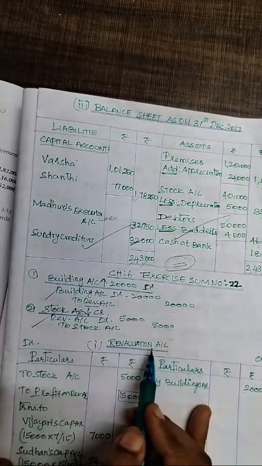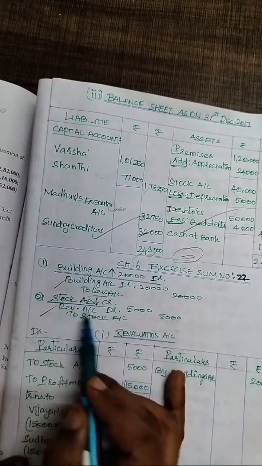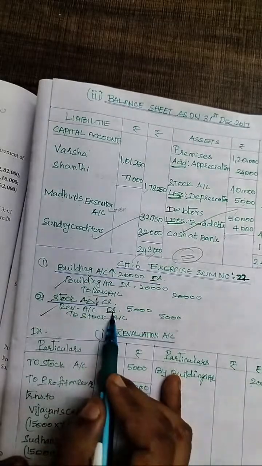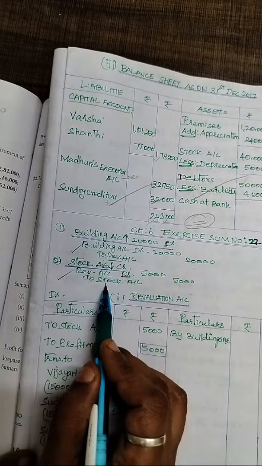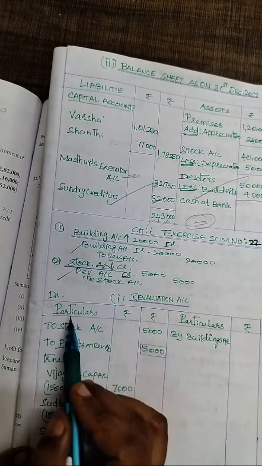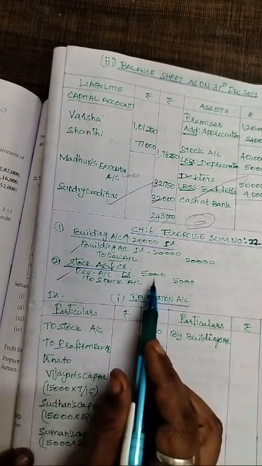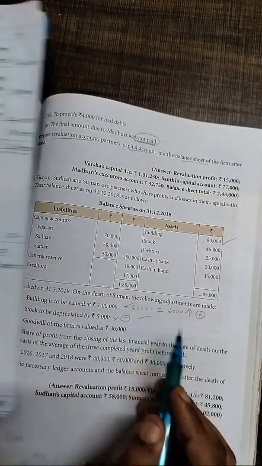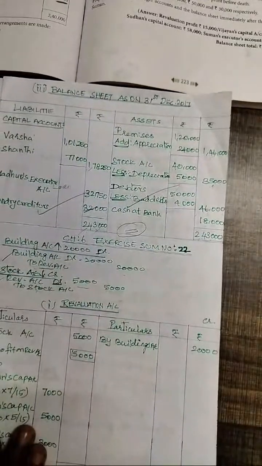How can you prepare the ledger account for the revaluation account? Let's take the revaluation account. Where does the revaluation account appear? It appears on the debit side. So you go to the debit side of the revaluation account and enter the opposite account. Which is the opposite account? Stock account is the opposite account. So you go to the debit side of the revaluation account and enter by stock account 5,000 rupees. Okay, so we have two adjustments related to the revaluation account, and we entered them in the revaluation ledger account.